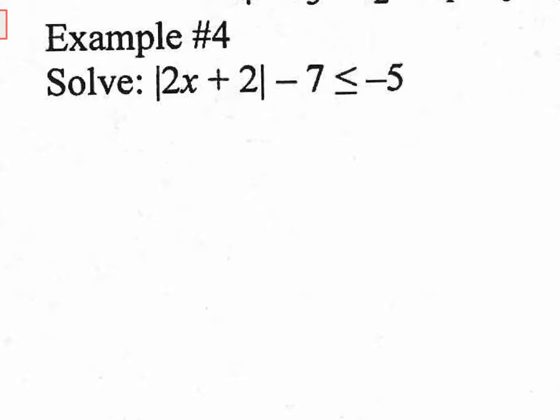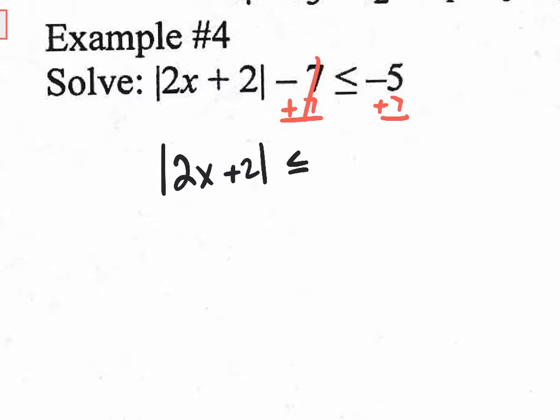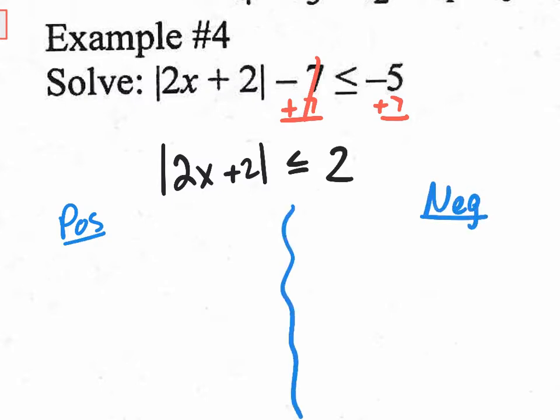Okay, so let's first isolate the absolute value. How do I isolate that absolute value? What do I do to get that absolute value? Plus 7. I have absolute value of 2x plus 2 is less than or equal to 2. All right, now it's isolated. That means now I'm ready for the positive situation and the negative situation with a squiggly line in between it.